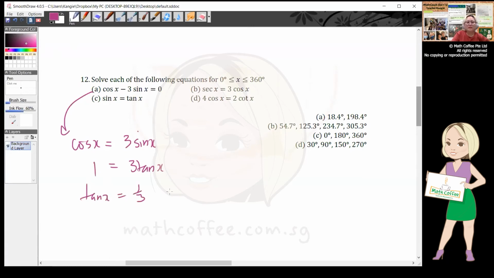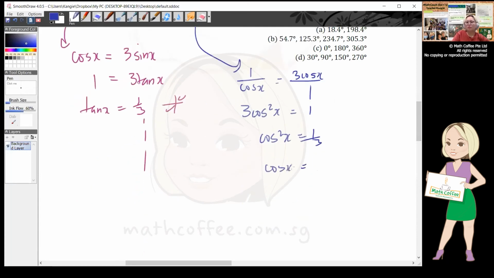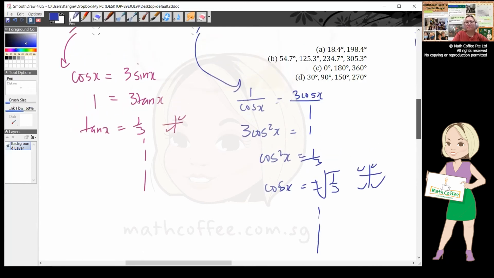Right? So again, first and third, the same. This one, the only thing I can do is change the secant x, third letter, to 1 over cosine x. Then I cross multiply. I will have 3 cosine square x equals 1. Cosine square x equals 1 over 3. And cosine x equals square root 1 over 3, plus minus. So take note, this one is all 4 quadrants. The rest, I leave it to you.